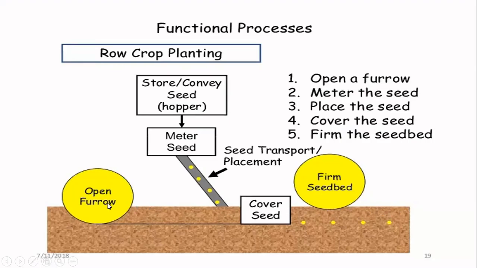The first one, furrow opener; second, place the seed in a proper place; then cover the seed with soil. You see, open a furrow, meter the seed, place the seed, cover the seed, form the seed bed. Five activities compact together or joined together. This seeder or planter will do this activity.